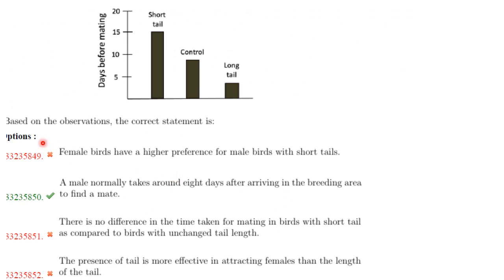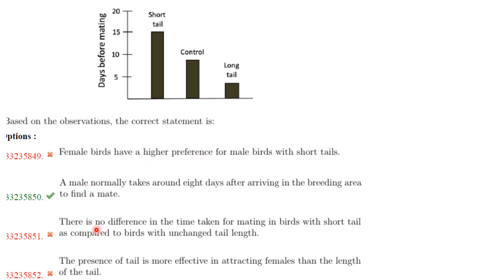So first option, I have given the graph again also here for explanation. First option, female birds have higher preference for male birds with short tails. It is not short tails, they have preference for long tails because long tail birds took lesser time to acquire a mate when compared to short tail and control. So they have high preference for long tail birds.